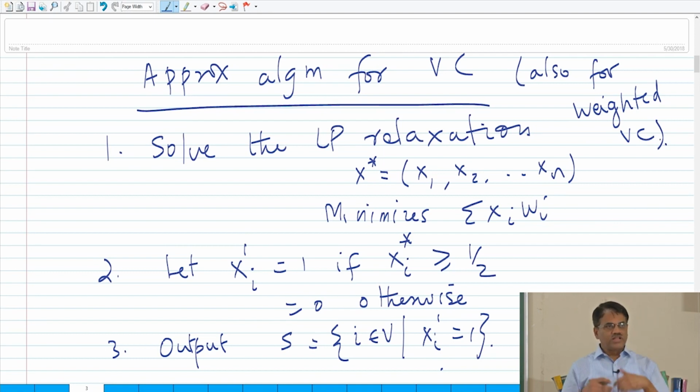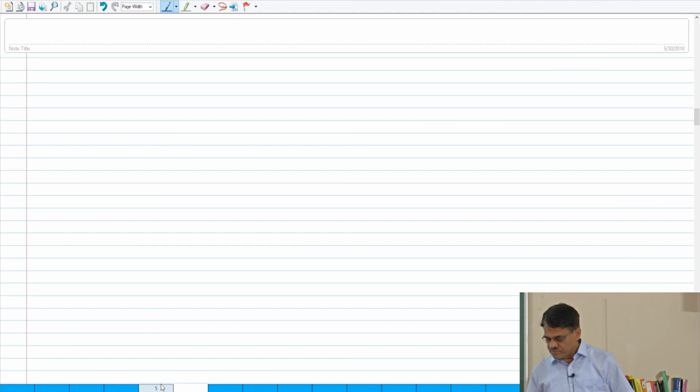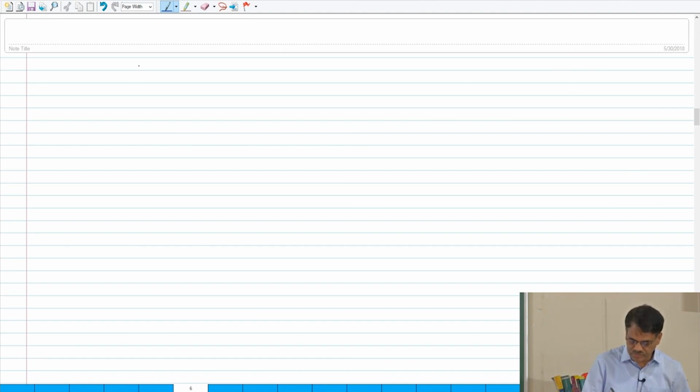Okay, there are a number of ratio 2 approximation algorithms for weighted vertex cover, and improving the ratio beyond 2 is a long standing open problem. Okay, good. So, now I am going to move on to the traveling salesperson problem.